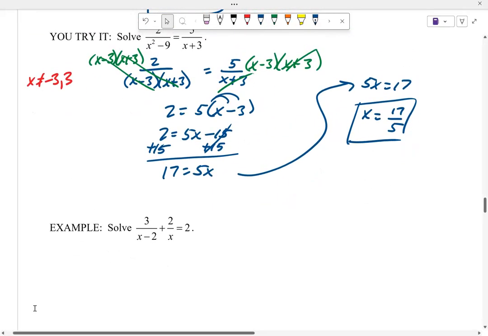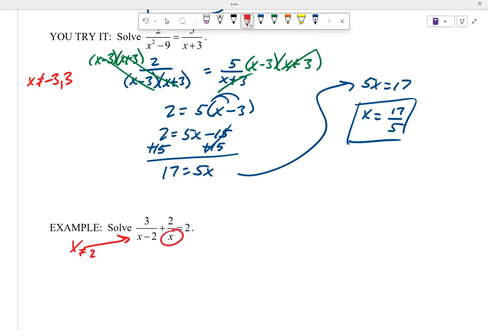Let's go ahead and move into this next one. Notice x cannot be 2 from that one. And from that one, it can't be 0 either. All right, so 2 or 0 I got to throw out.